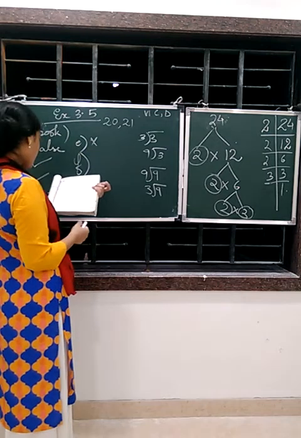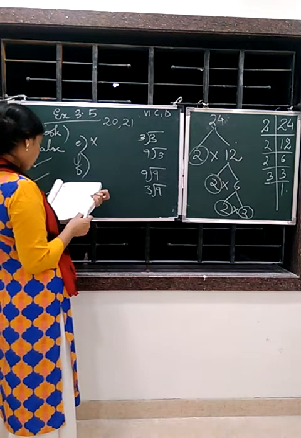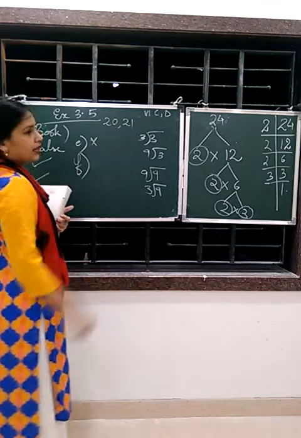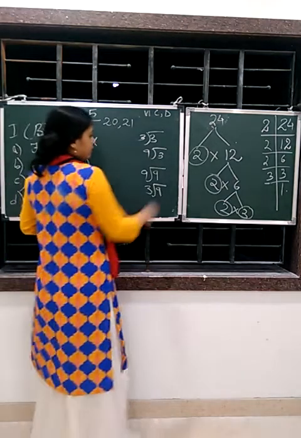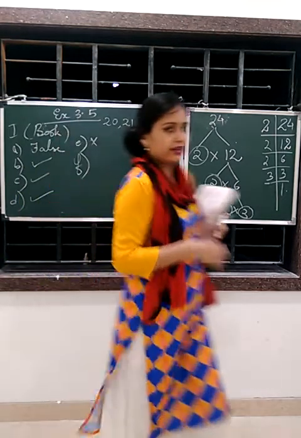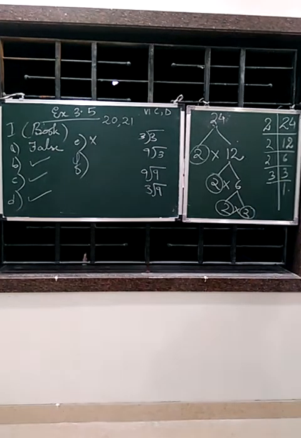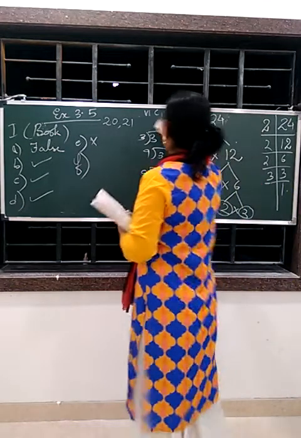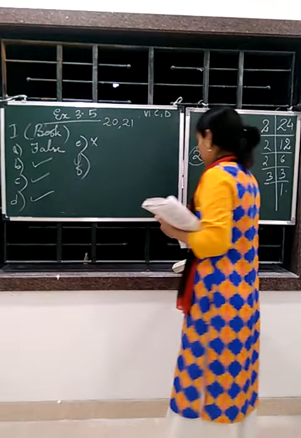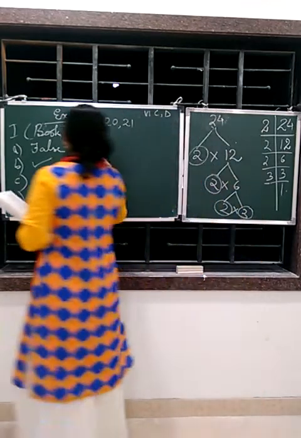Then F, all numbers which are divisible by 4 must be divisible by 8. 4 is divisible by 4, but is 4 divisible by 8? No, not possible. It is not possible for smaller numbers, it is possible for bigger numbers. So answer is what again? False.